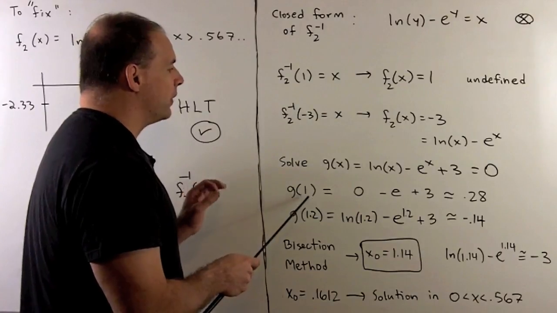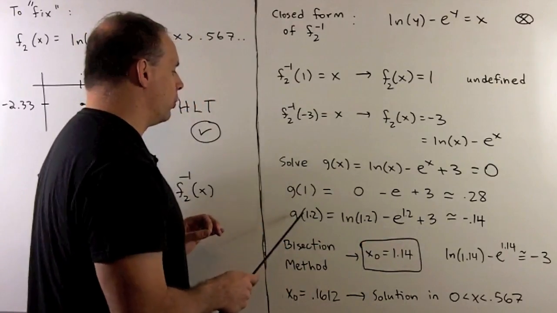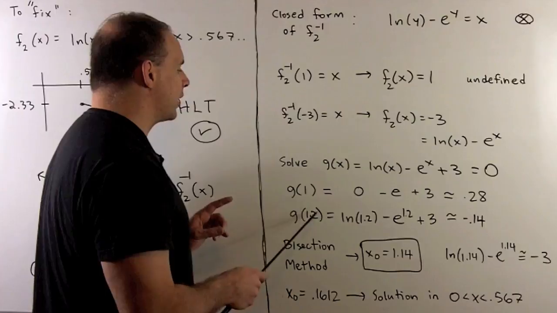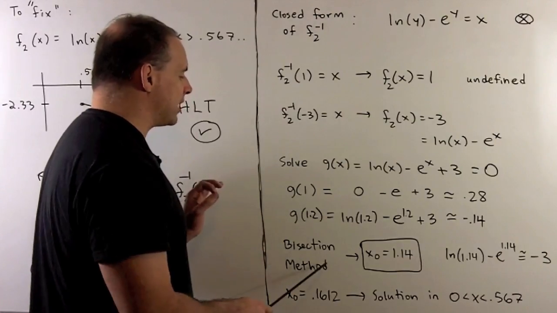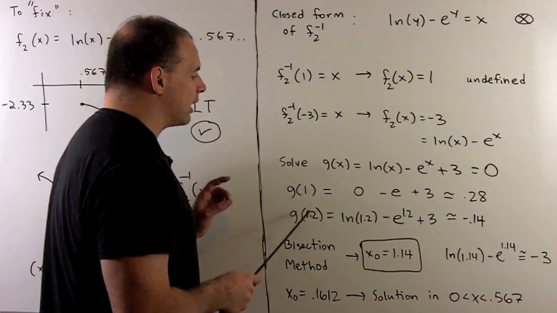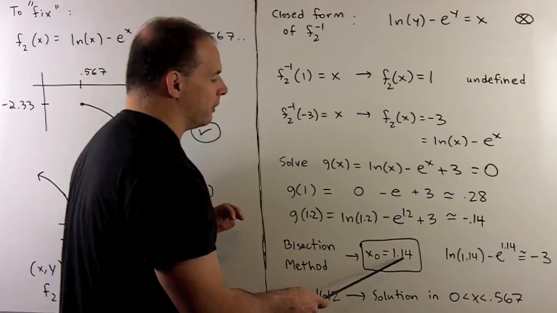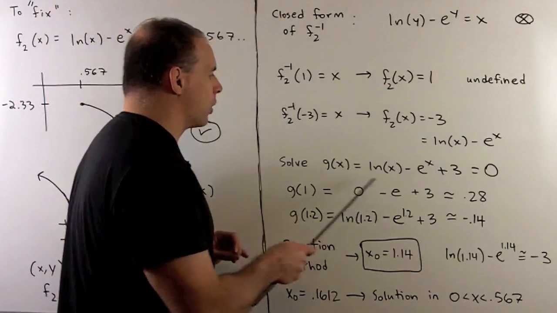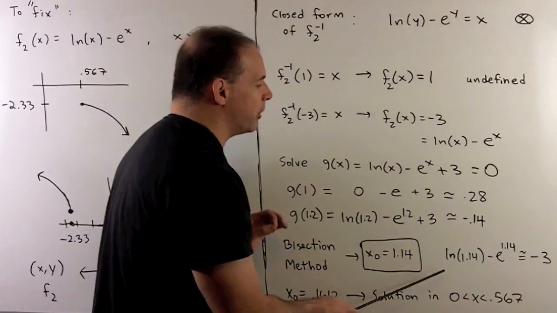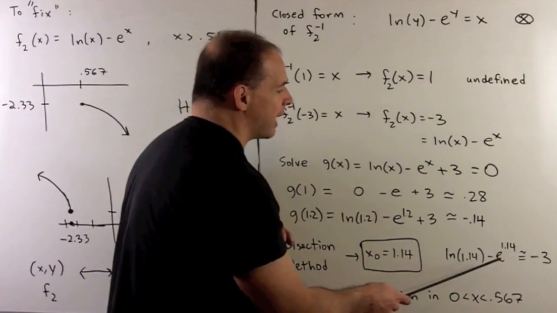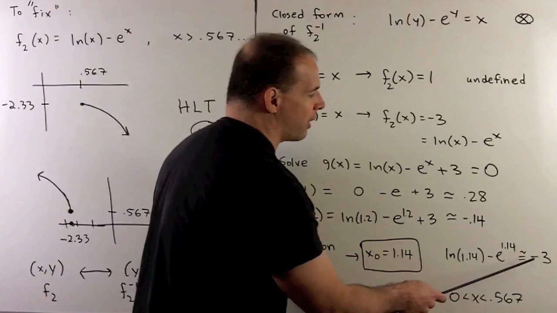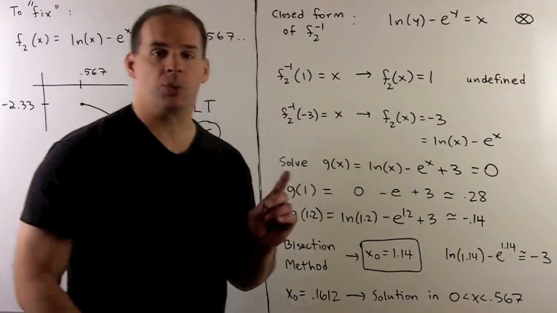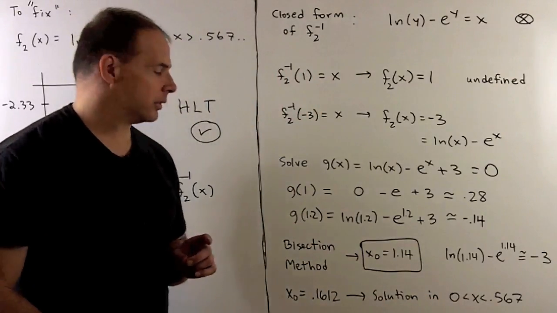Now, we know that our 0 is going to be between 1 and 1.2. So I can use the bisection method to narrow that down a little bit. So if I narrow down a little bit, we get to 1.14 approximately. And then I can check by just sticking into our equation. So if I put that into natural log of x minus e to the x, we get a number that's roughly minus 3, which is what we're looking for.